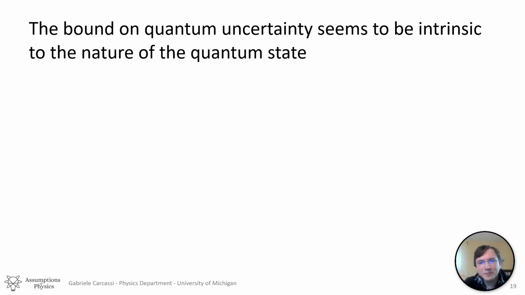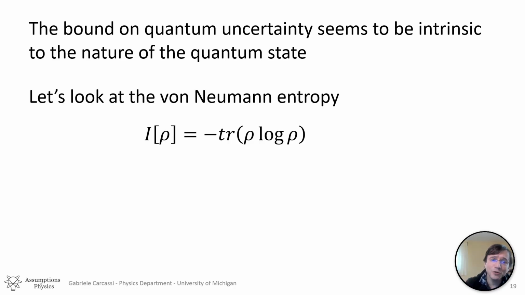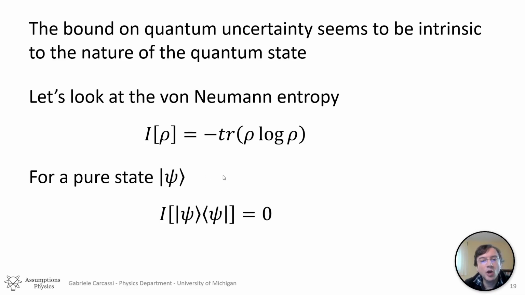So the bound on quantum uncertainty is intrinsic to the nature of the quantum state. So we have to find some characterization of a quantum state that is sort of intrinsic. And since the uncertainty is somewhat related to the entropy, let's look at the von Neumann entropy. Now, the von Neumann entropy for a pure state is going to be zero no matter what pure state you have. And any mixed state is going to have an entropy that is greater than that of the pure state. So zero is really the lowest possible entropy. So we have an intrinsic cut on the entropy that cannot be passed in quantum mechanics.